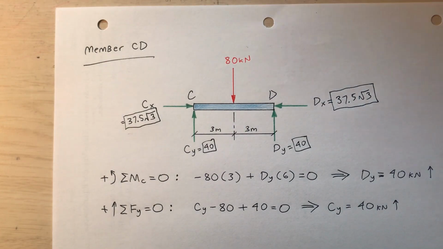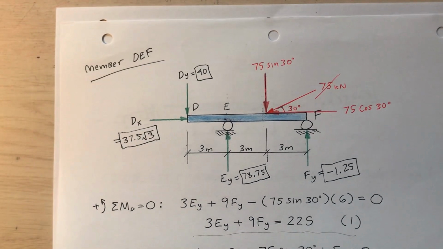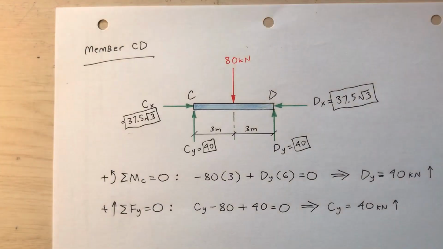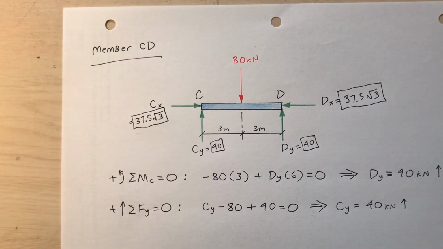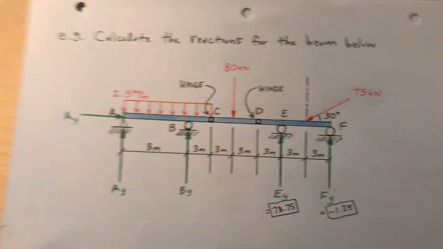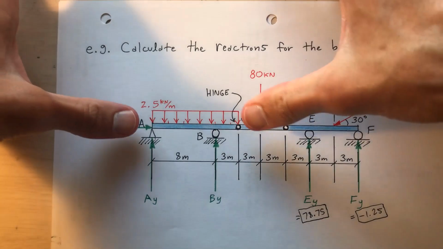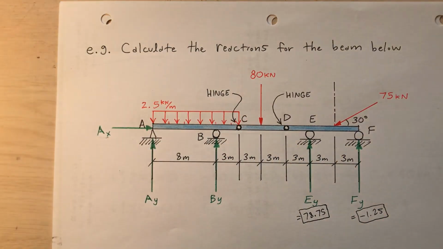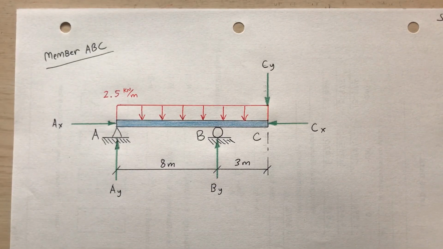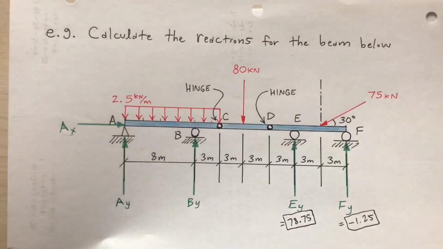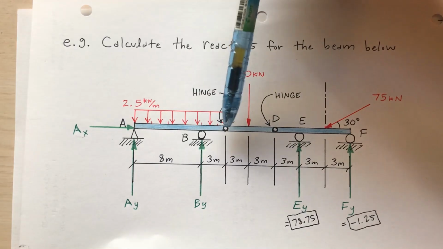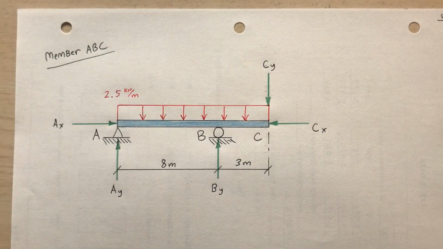So what do I have here? DEF is complete. CD is complete. And now I'm going to analyze the member ABC. Take that part out and draw a free body diagram. And there it is, member ABC. Free body diagram of ABC. Here's the original drawing. I took out ABC, so I'm just showing this part. Did I recopy that correctly?